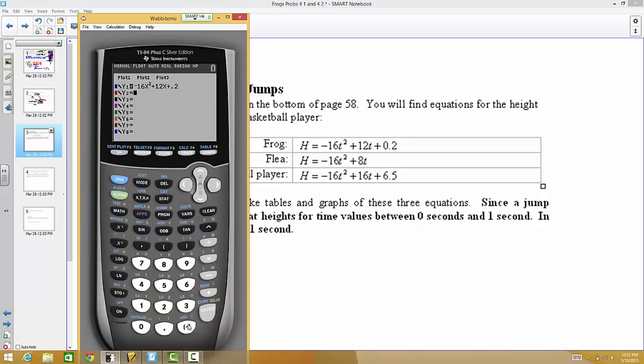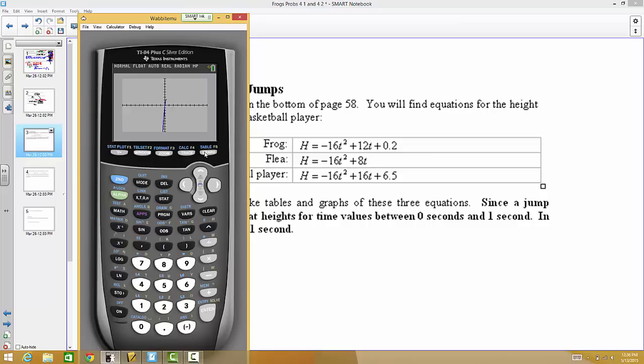The second equation is a flea's jump. Negative 16 x squared plus 8x. And the third equation is for a basketball player's jump. So negative 16 x squared plus 16x plus 6.5. Okay, now if you hit graph, you're really not going to see much at all. In fact, there you go. You got pretty much not much.